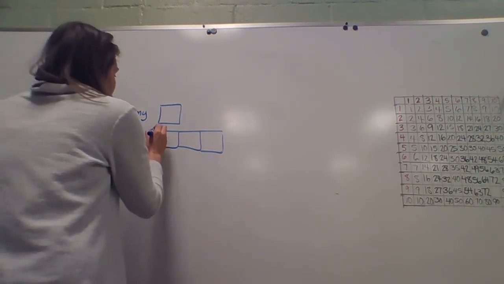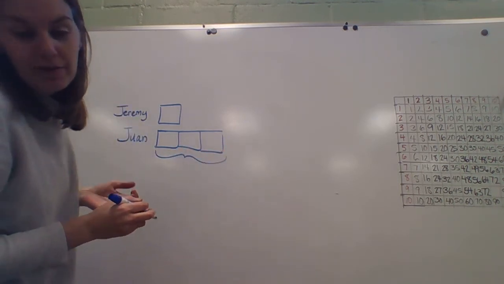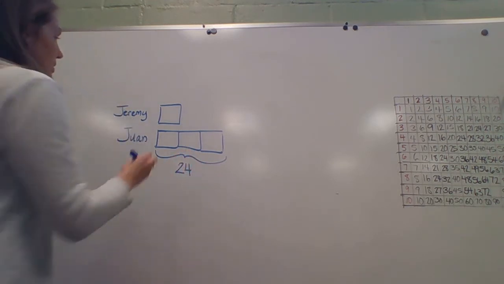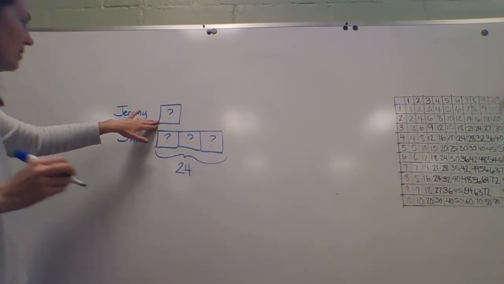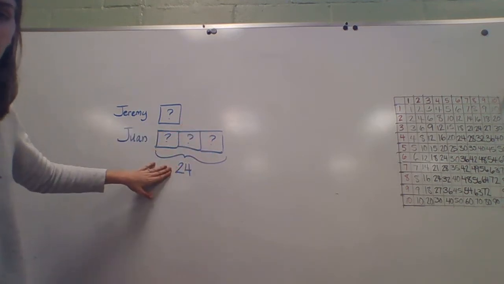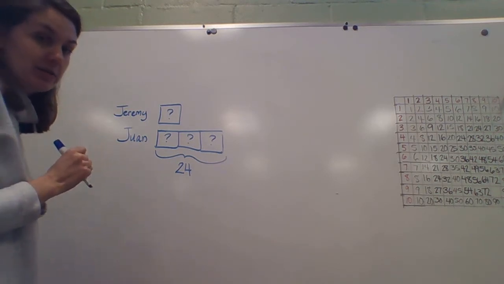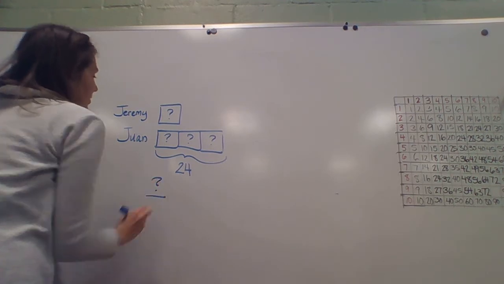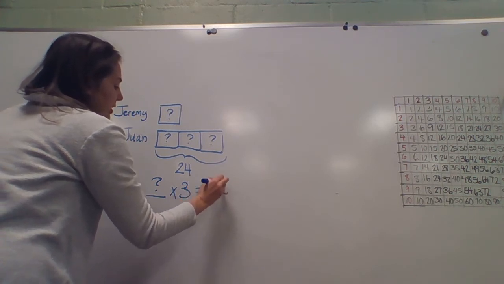We don't know how many seashells they found, but we do know that Juan found a total of 24 seashells. So now our question mark is here, right? We don't know how many Jeremy found. We do know that Juan found 3 times that amount and that Juan found 24. So we have enough information that we can start piecing together our answer. So let's go ahead and start. We don't know what we're starting with. A certain number of shells 3 times is going to equal 24.